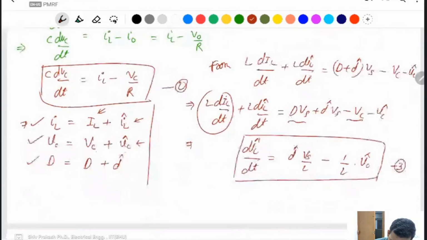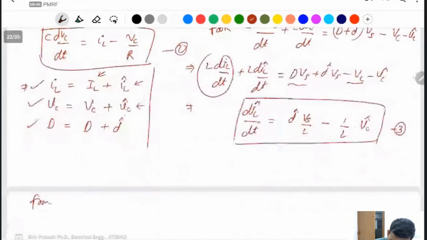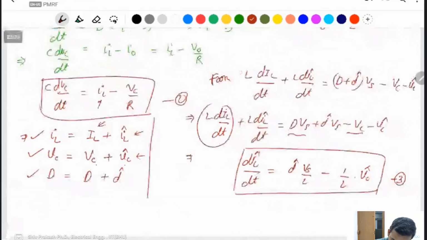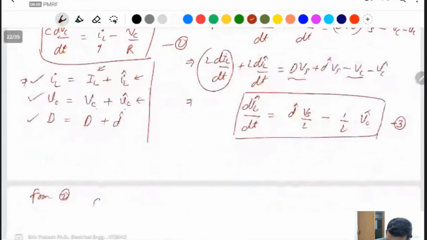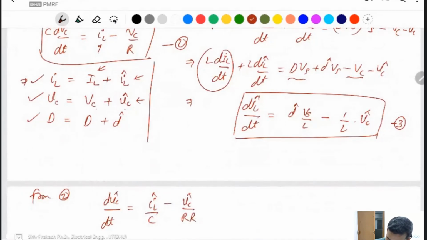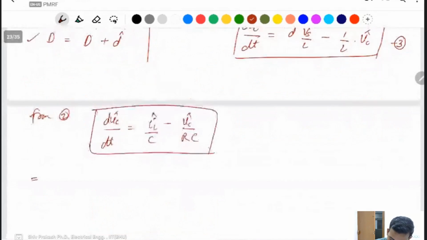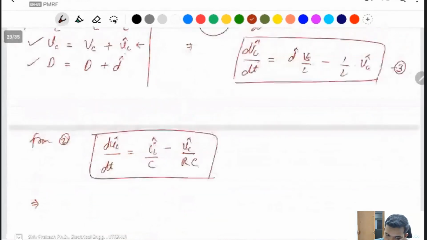Apply the same thing for equation number two, with IL cap and Vc cap, to find C dVc cap by dt equal to IL cap minus Vc cap by R. If you divide by C, this gives IL cap by C and Vc cap by RC. We have two equations. The small signal variables are IL cap and Vc cap.